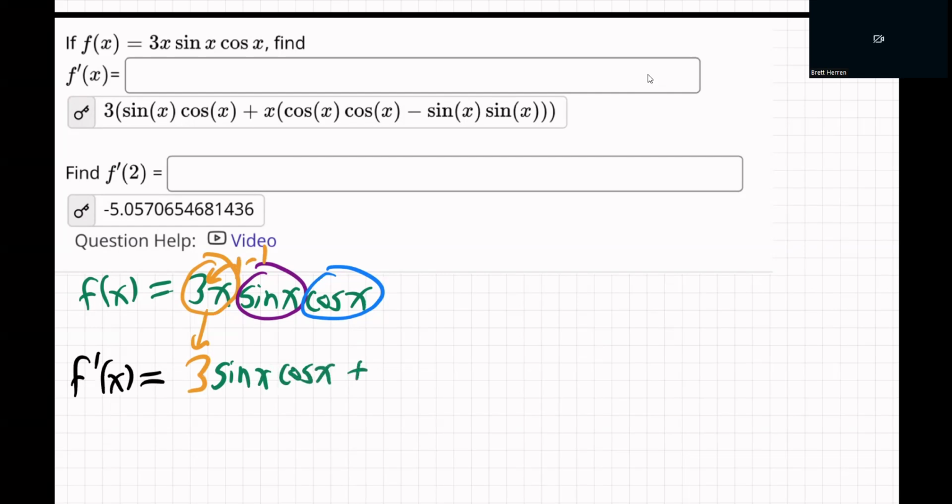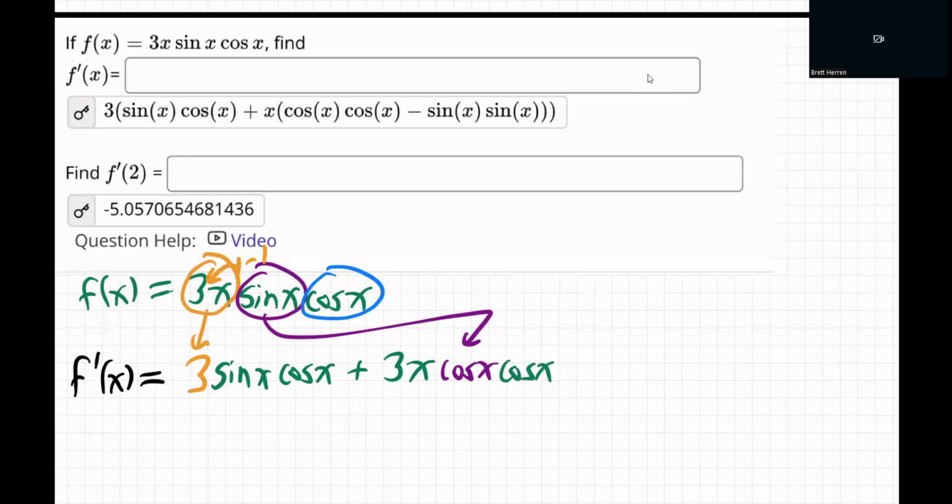Plus, now it's going to be the middle guy's turn. So the front and the back stay as they are. The derivative of sine x is cosine x, and the other cosine of x stays as it is.